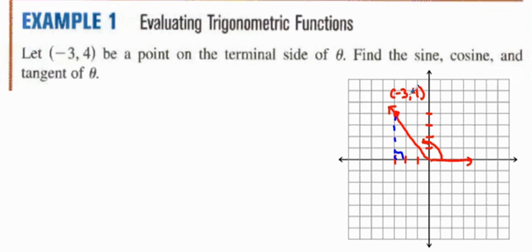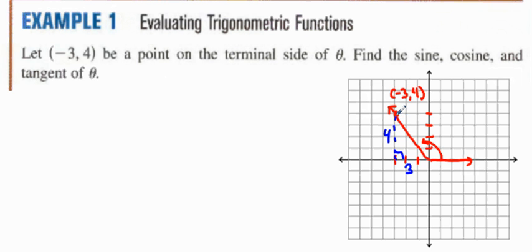I'm next going to use my coordinates to find the lengths of each side. Now I know this has a distance of 3, even though it's in the negative direction, so I'm going to keep it positive just because it is a distance. And I'm going to go 4 up. And now I have the two sides of my triangle.